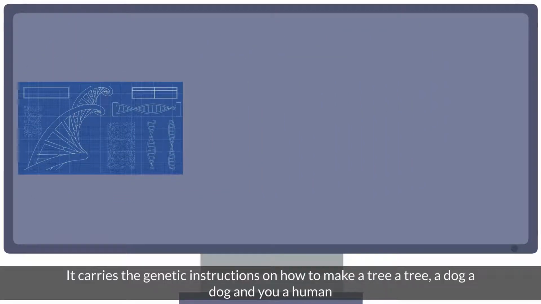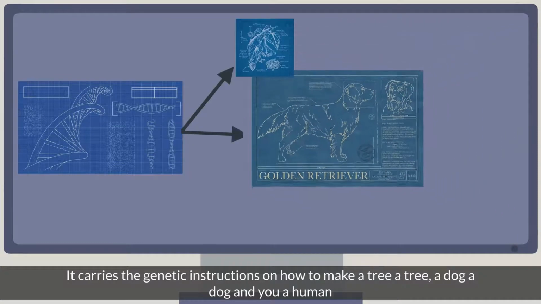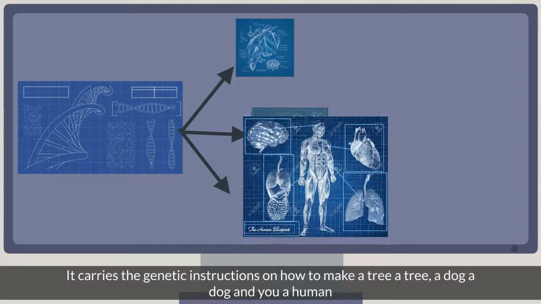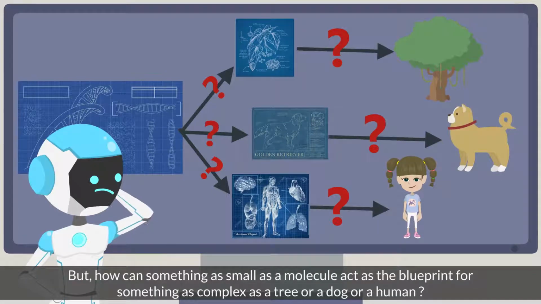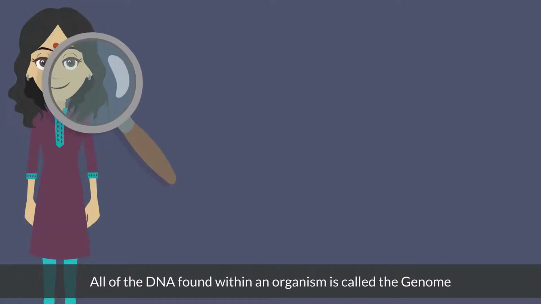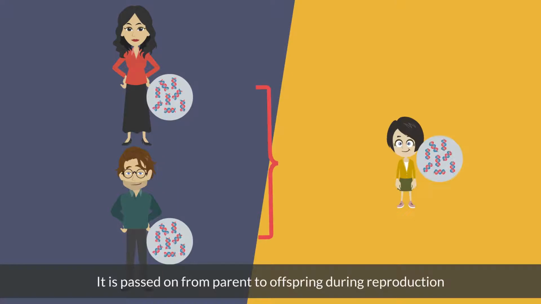DNA is the blueprint for all living things. It carries the genetic instructions on how to make a tree, a dog, and you, a human. Each blueprint is unique. But how can something as small as a molecule act as a blueprint for something as complex as a tree, or a dog, or a human? All of the DNA found within an organism is called the genome. It is passed on from parents to offspring during reproduction.